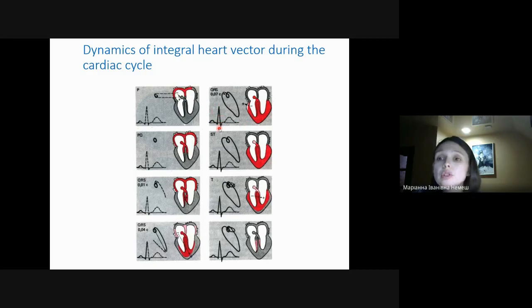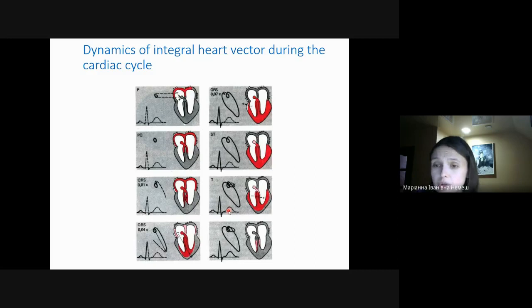The last one, which describes the depolarization of the ventricle, is the S wave, and the vector of the S wave will be directed back, to the right and left. As a result, we receive the QRS complex, which is related to the depolarization of the ventricles, and then comes the wave which describes the repolarization of the ventricles.